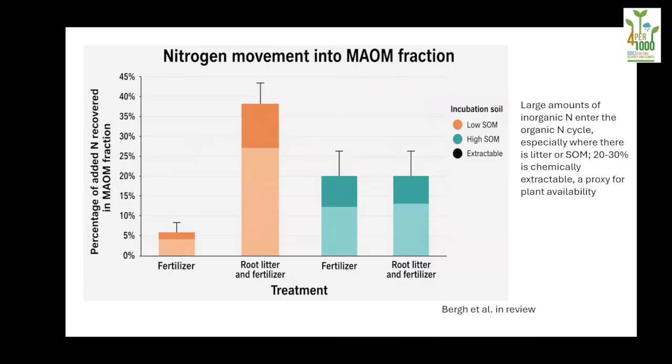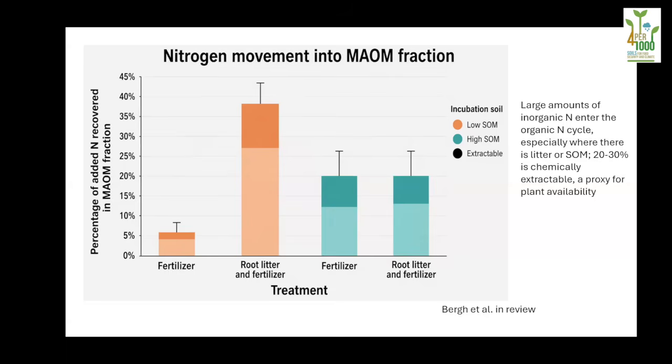And just as an example of nitrogen movement into MAOM, this is my student, Emma Berg, who looked at the percentage of added nitrogen recovered in the MAOM fraction. Going from left to right, we have fertilizer, then fertilizer plus root litter, and then fertilizer and root litter again, but in a low and a high soil organic matter condition. You can see under low soil organic matter that the addition of litter is really critical to boosting that fertilizer nitrogen recovery in MAOM. And then in a higher soil organic matter condition, we get much higher amounts of nitrogen fertilizer moving through that MAOM pool. The dark shading indicates what was easily chemically extractable. So it seems like about a third of the nitrogen that enters MAOM is easily chemically extracted, so that could be a proxy for what plants might be able to access that year.